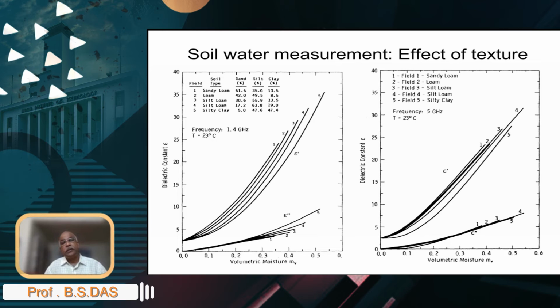telling us that you probably can use just a single relationship between the dielectric constant and volumetric water content across different soil textures, and should be able to use it as an indirect estimation process for volumetric water content from dielectric constant.